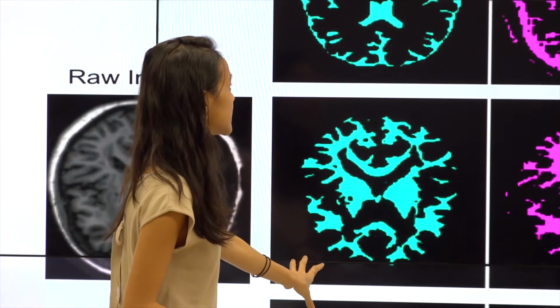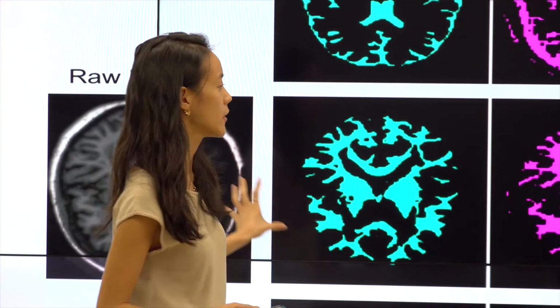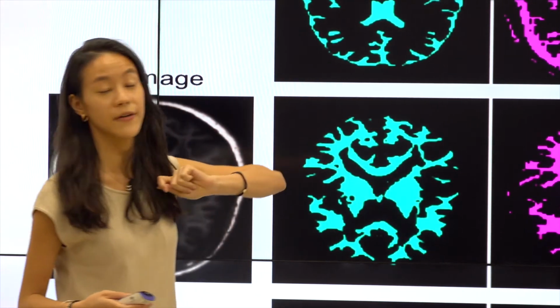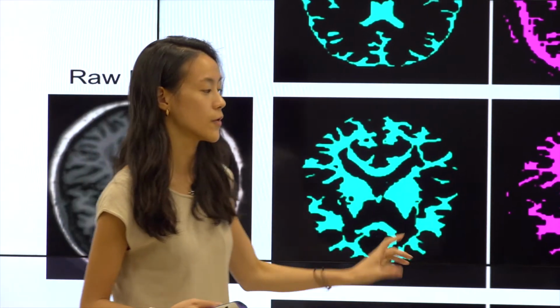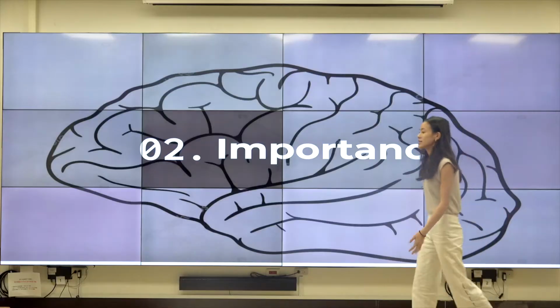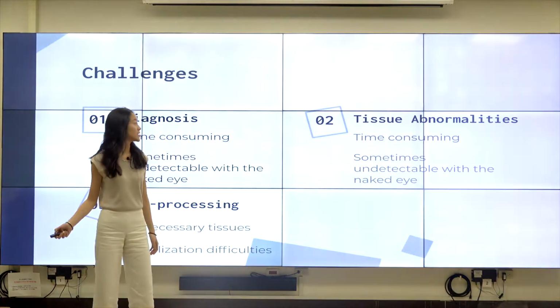So in this case, you can see they use different colors to be able to segment these things. For the top part, it would be the cerebral spinal fluid. Second part would be the white matter. And the third row you'd see is the gray matter. So on to the next part, let's talk about the importance of segmentation.